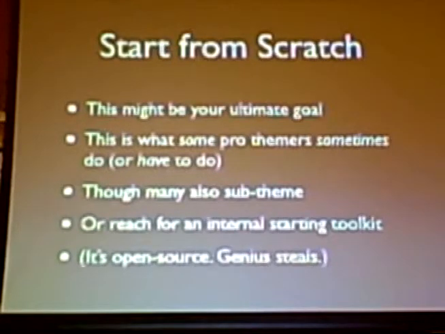They'll sub-theme off Zen or some other one, or they have an internal starting kit, you know, sort of an in-house collection of CSS and template files that they start from. If you're a professional themer, you're smart enough to know not to reinvent the wheel. And you'll also, again, it's open source, so you'll also be looking around and stealing things that you really like from other themes and collecting them in your own sort of toolkit. So, those are the 5 basic ways.